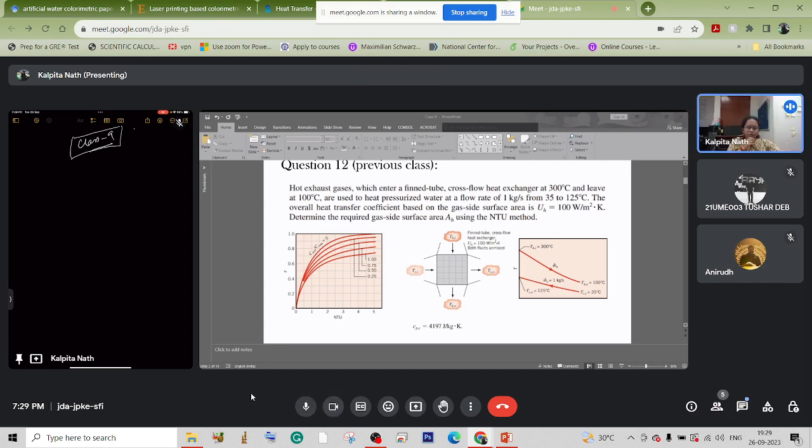Has anyone solved it? Or should I proceed with the solution? Okay, I'm proceeding with the solution.